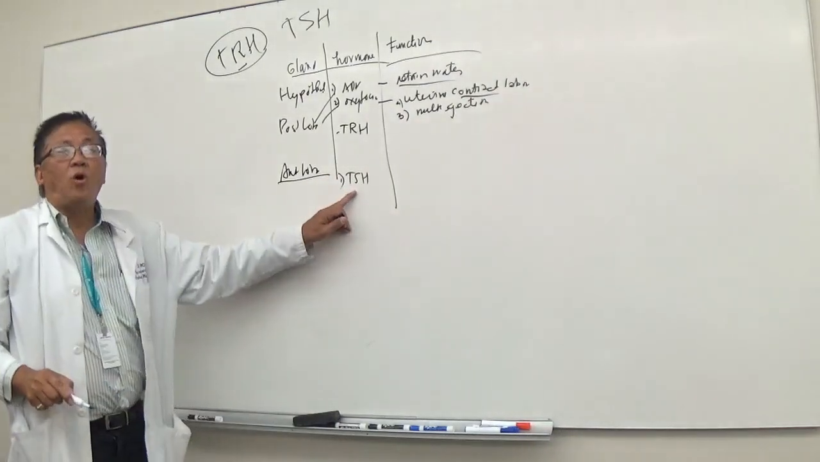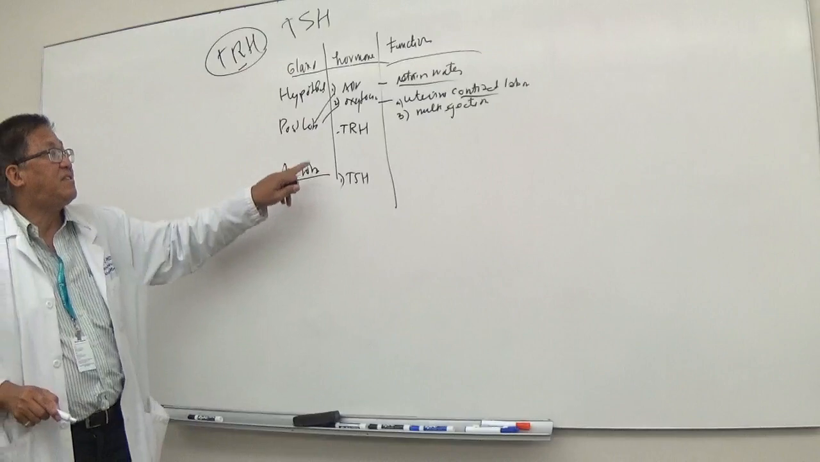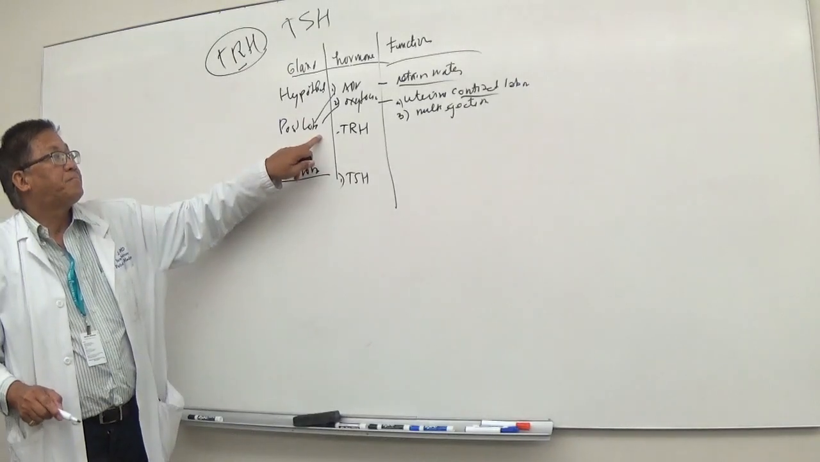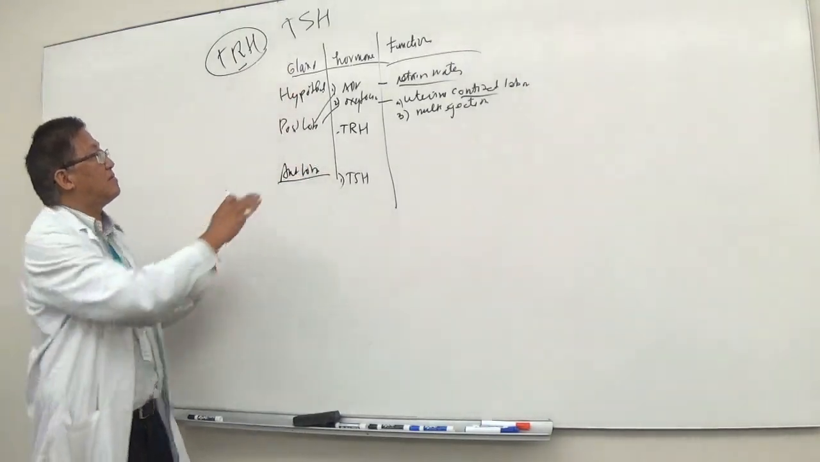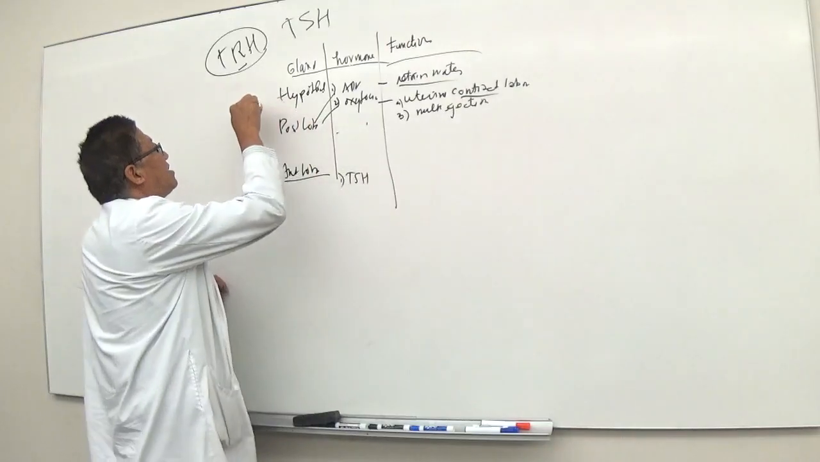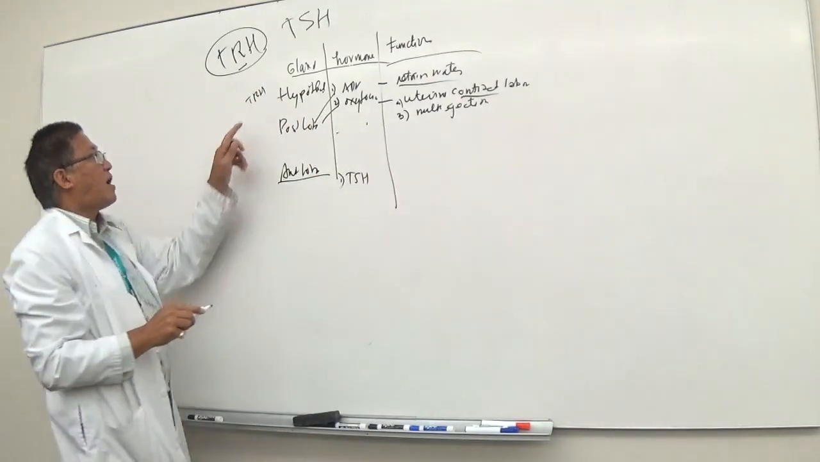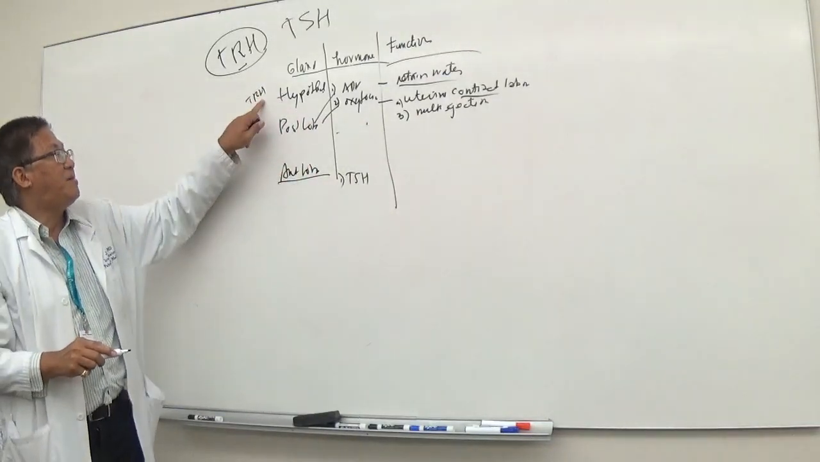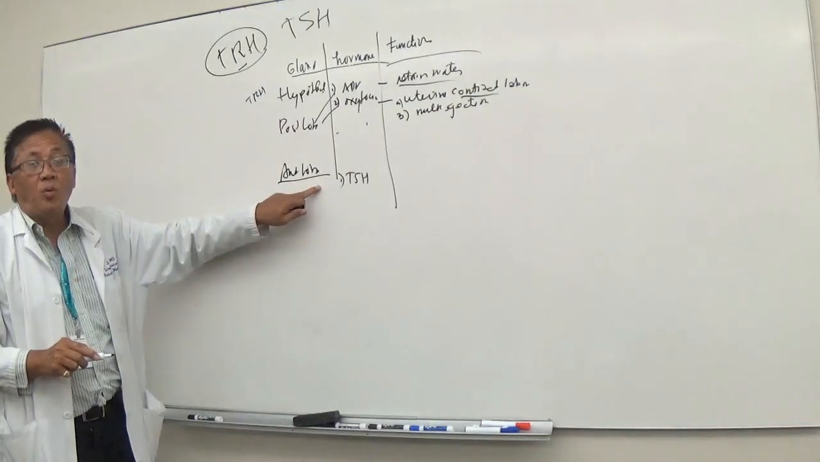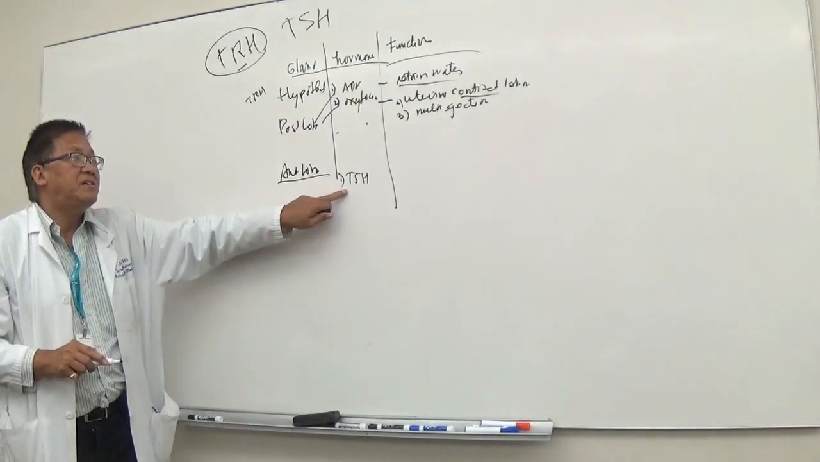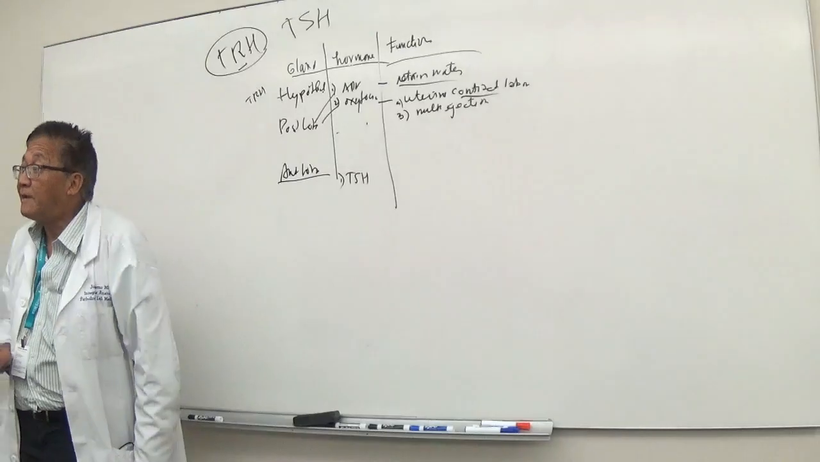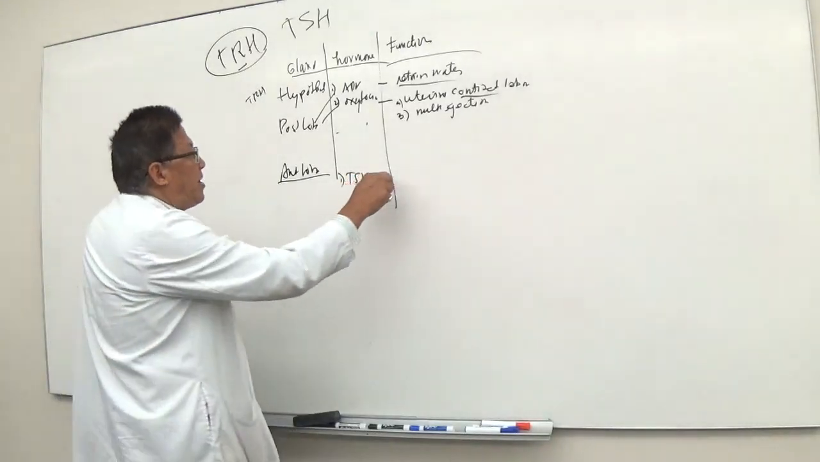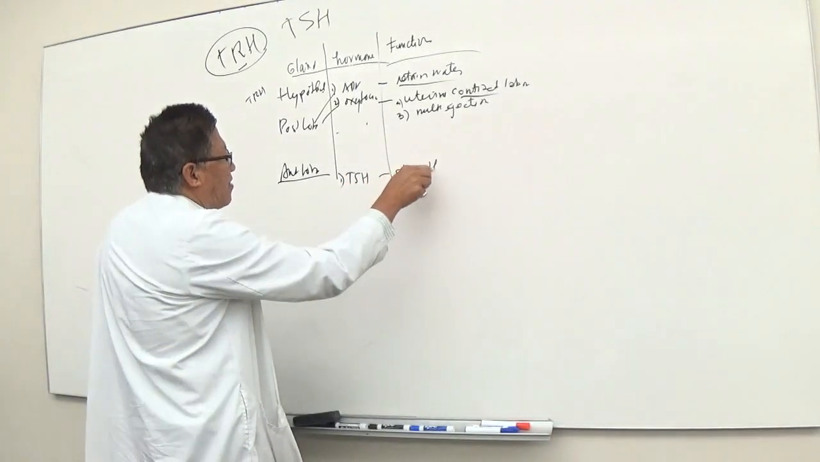The thyroid stimulating hormone is produced by the anterior lobe, but it is controlled by the hypothalamus, with TRH, right? Thyrotropin releasing hormone from the hypothalamus goes to the anterior lobe, makes it release TSH, which goes to the thyroid gland. So this is going to stimulate the thyroid gland, okay?